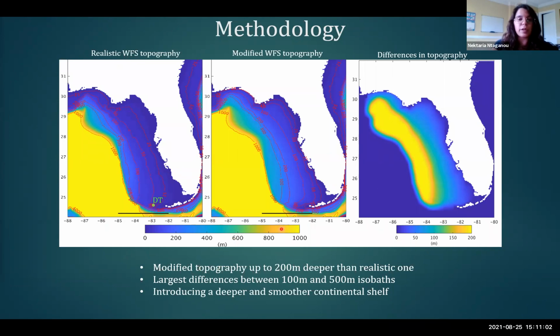Basically, the modified topography is up to 200 meters deeper than the realistic one, with the largest differences occurring between the 100 and 500 meter isobaths. And I modified the topography in a way that the continental shelf would be deeper and smoother.